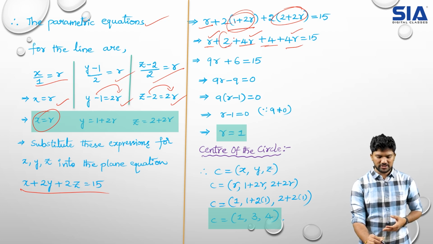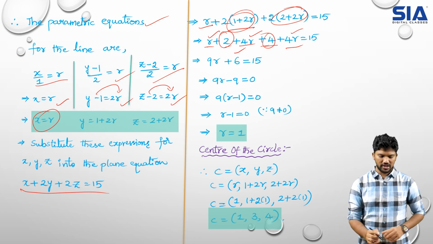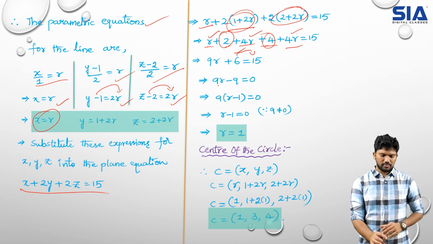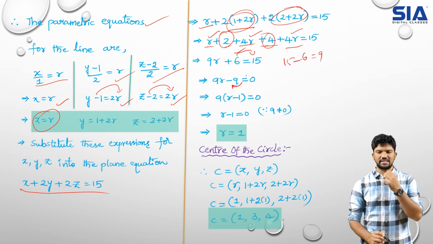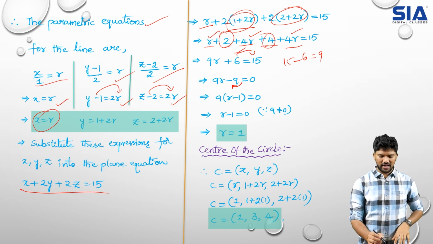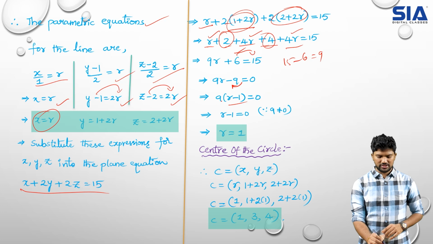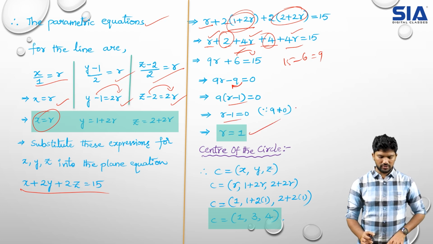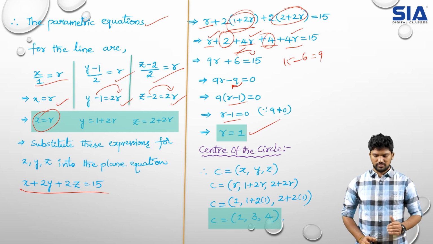9r plus 2 plus 4. 2 plus 4 means 6. 9r plus 6 is equal to 15. So send this 6 value to RHS. So 9r is 15 minus 6. 15 minus 6 actually we will get 9. So if you take that 9 value to LHS, minus 9. Take 9 common. r minus 1 is equal to 0. So 9 is not equal to 0, so definitely r minus 1 is equal to 0. r is equal to 1. So therefore, small r value is equal to 1.